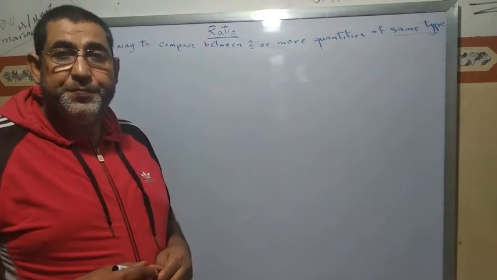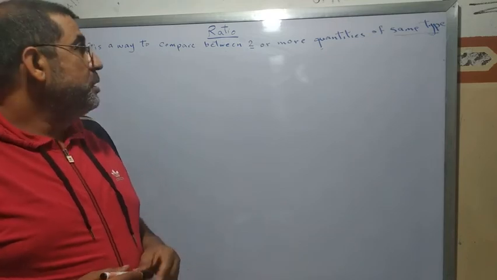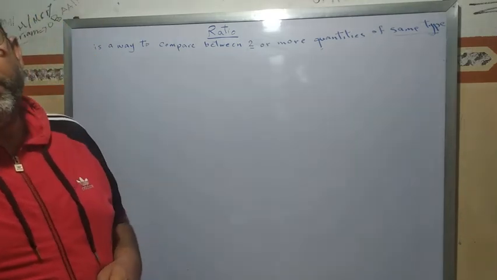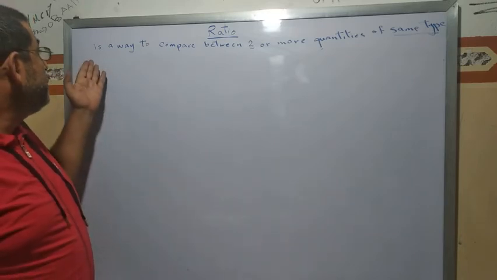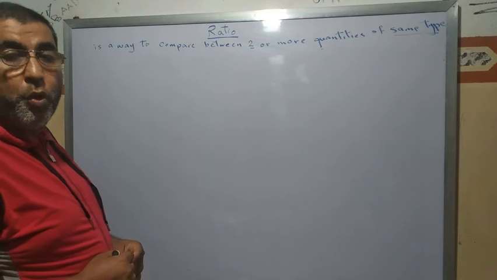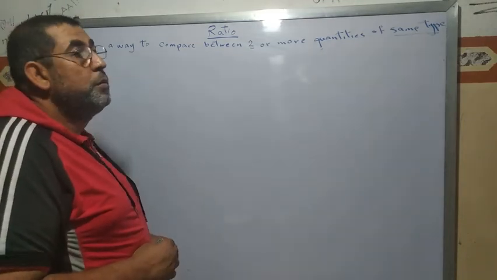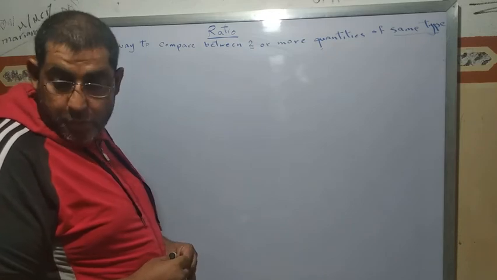Grade 6. The first lesson in grade 6 is ratio. What is the meaning of ratio? Ratio is the way to compare between two quantities or more. How?